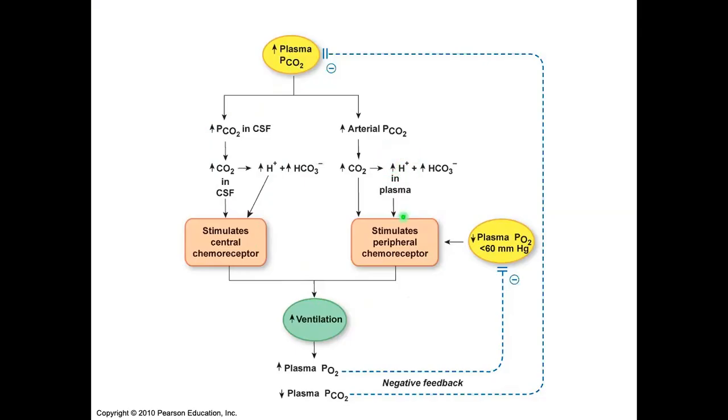Additionally, you could increase protons in a metabolic way, or with a metabolic issue like, let's say, diabetic ketoacidosis. You're making excessive ketones, and it's acidifying the blood. You're not doing anything with CO2, but you have acidic blood.